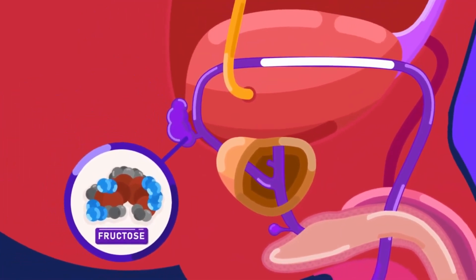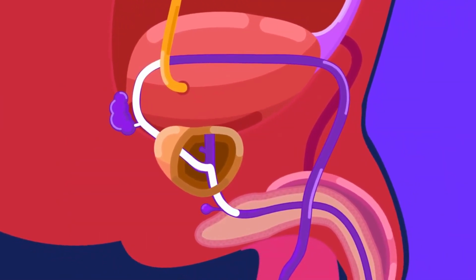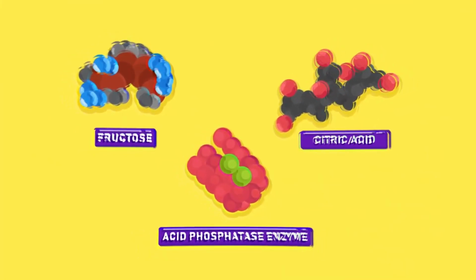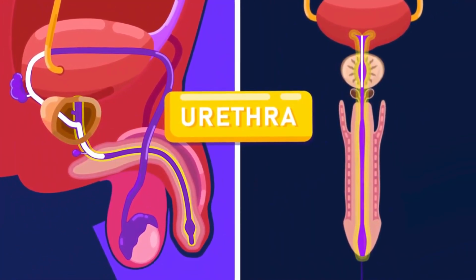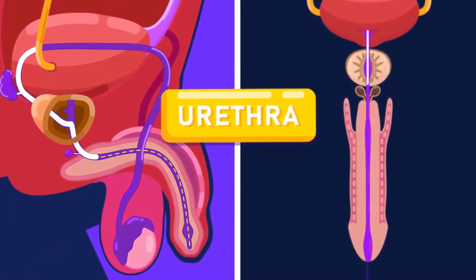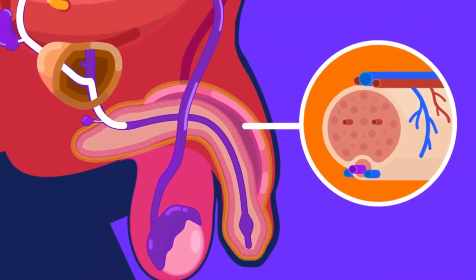The seminal vesicle, the prostate, and the Cowper's gland secrete a slippery fluid that mixes with the sperms called seminal fluid or semen. The semen is an important fluid because it contains nutrients and enzymes which serve to nourish and protect the sperms and activate them so that they begin to swim. The urethra is a tube that passes through the center of the penis to carry the semen to the exterior during ejaculation. The penis is an organ that contains erectile tissue with numerous blood spaces.